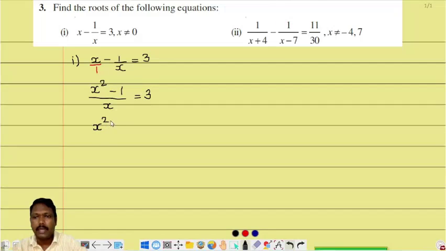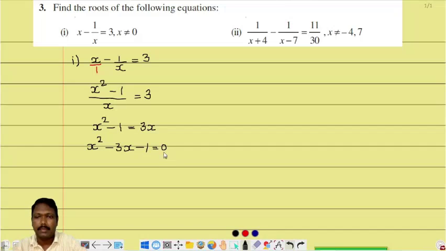Now this x you can cancel, then you will get x squared minus 1 is equal to 3x. Now this 3x you have to transpose here, then you will get x squared minus 3x minus 1 equal to 0.